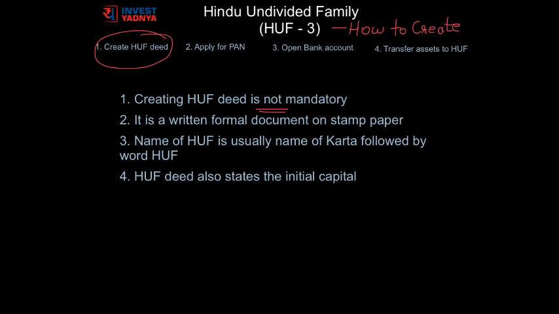A HUF deed is a written formal document on a stamp paper stating the name of Karta and co-partners of HUF. The names of members of HUF and the name of HUF are also required to be stated in the deed. The name of HUF is usually the name of Karta followed by the word HUF. Example, Ashok Kumar HUF. The HUF deed also states the capital with which the HUF has been initiated. We will learn about it in our fourth point. A declaration is also provided by each member of the family where they declare the authority and right of Karta for HUF management on their behalf.